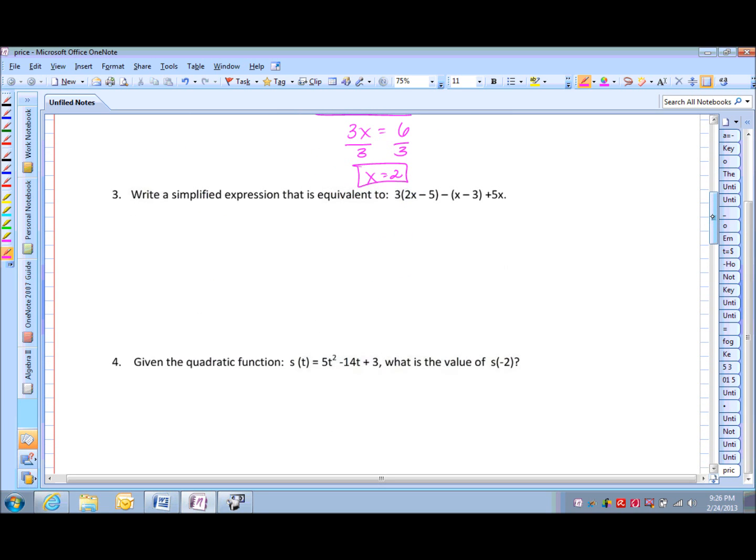Okay? On number 3, they want us to write a simplified expression that is equivalent to 3 times (2x minus 5) minus (x minus 3) plus 5x. Well, the first thing we have to do is get rid of the parentheses. And we're going to do that by distributing the 3 to the 2x and the negative 5, and then distributing this negative to the x and the negative 3. So, when you distribute the 3, you end up with 6x minus 15, and then negative x positive 3 when you distribute the negative, and then you keep the plus 5x on the end.